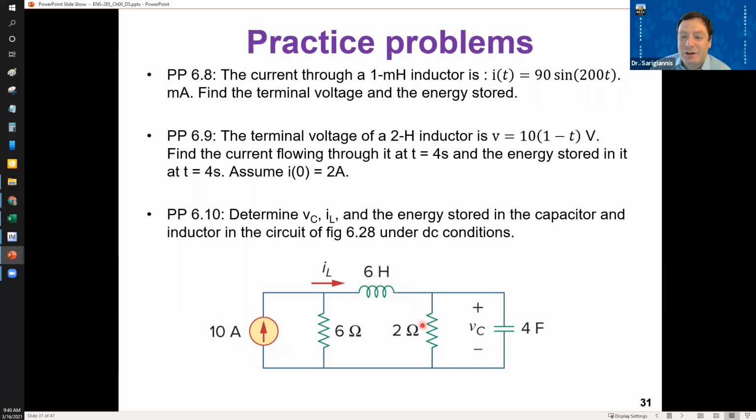We've got an inductor, two resistors in parallel, and a capacitor here. It wants us to determine the voltage VC, the potential difference over the capacitor, the current IL through this inductor, and then the energy stored in both the capacitor and the inductor under DC conditions. So let's draw this out.